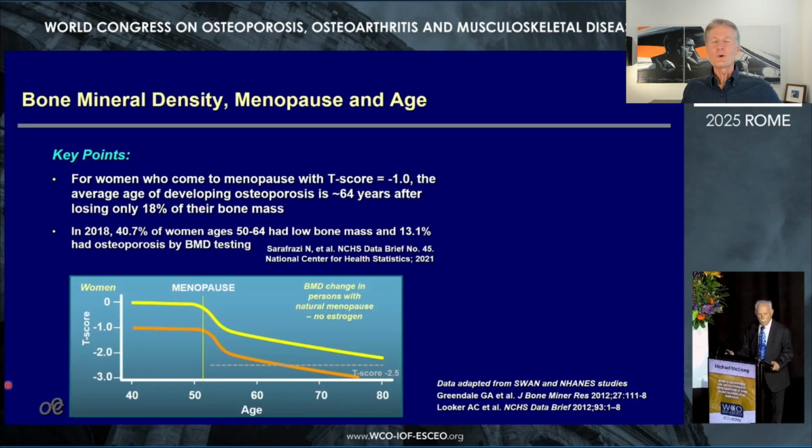All right, so some more fun stuff here. This is a picture of the presentation that Dr. Michael McClung did. And this is where I basically stole his drawing, again, showing two different women at two different T-scores entering menopause, and how you are likely to hit osteoporosis if you enter that menopause point at a -1 T-score.